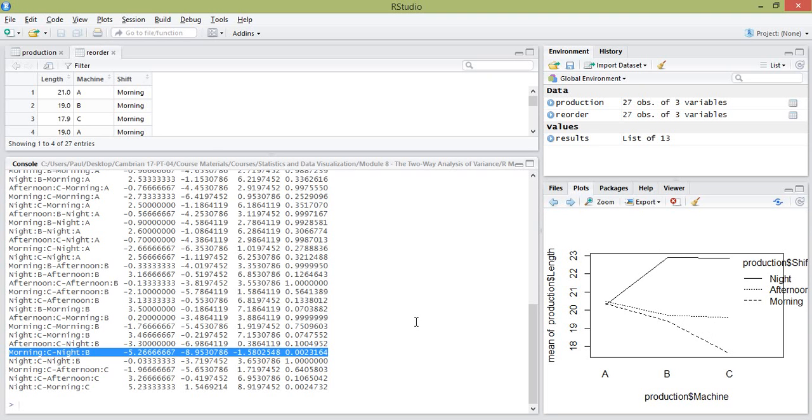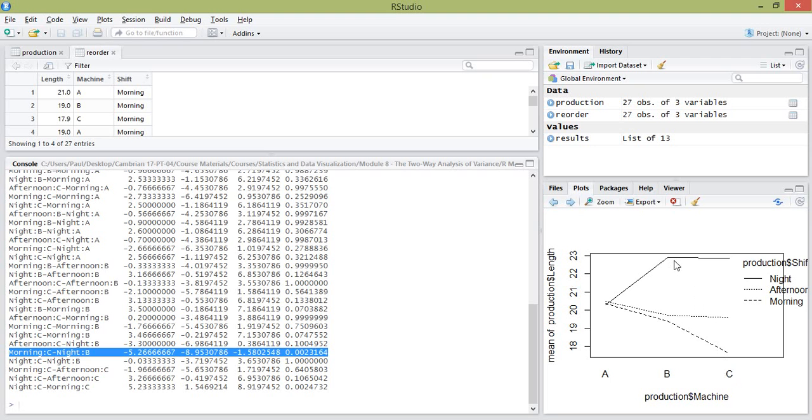So this helps us to confirm and really clarify what we were saying before. Right before we said it looks like the night shift makes more errors on settings B and C than the other two shifts. Now this allows us to get more specific. We know that the night shift workers on setting B make more errors than, for example, the morning shift workers on setting E or setting C.